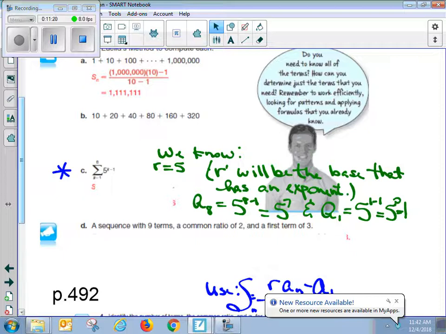So on this one right here, I wrote to you that my r is 5. If I plug in 1 for k, 1 minus 1 is 0. Anything to the 0 power is 1. And if I plug in the 8 for the k, 8 minus 1 is 7, so the last term is 5 to the 7. Good? Into my formula, and that would answer the question.